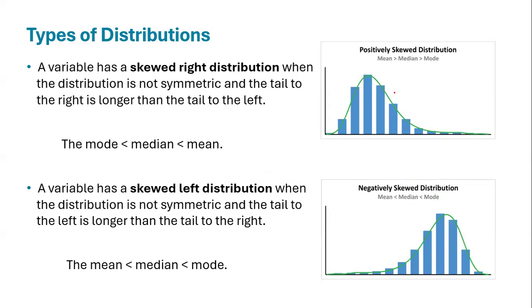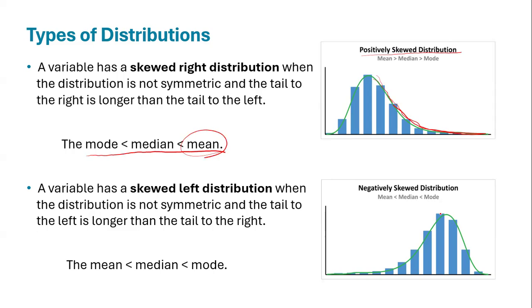But sometimes the distribution shows us that we don't have a symmetric distribution, and the tail to the right is longer than the tail to the left. In these cases, we say we have a skewed right distribution or positively skewed distribution. Okay, so the tail on the right is longer. We have a skewed right distribution. And in this case, usually the mode is less than the median, and the median is also less than the mean. So that means we have the greatest number for the mean.